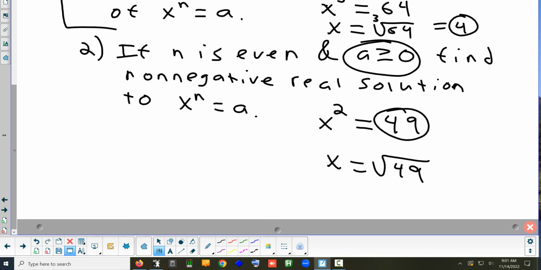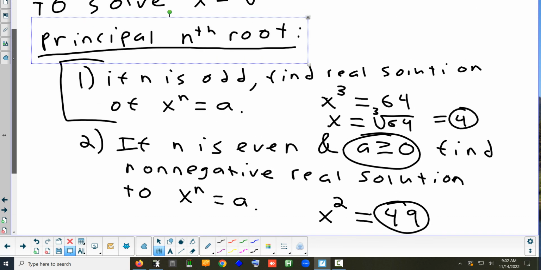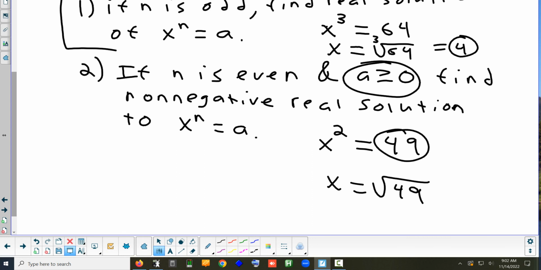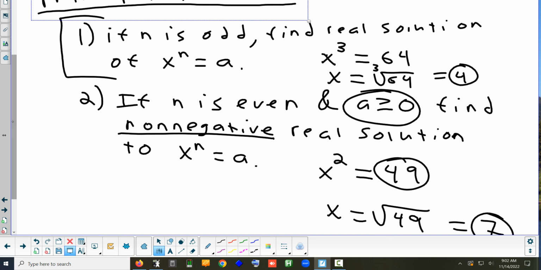There are two answers. What times what gives you 49? Yeah? 7 and? Negative 7. But if they want the principal root, they want one answer, and they want the one that's not negative. They want positive. So the answer to this problem would be just 7. Don't worry about negative 7. So any questions on that idea?